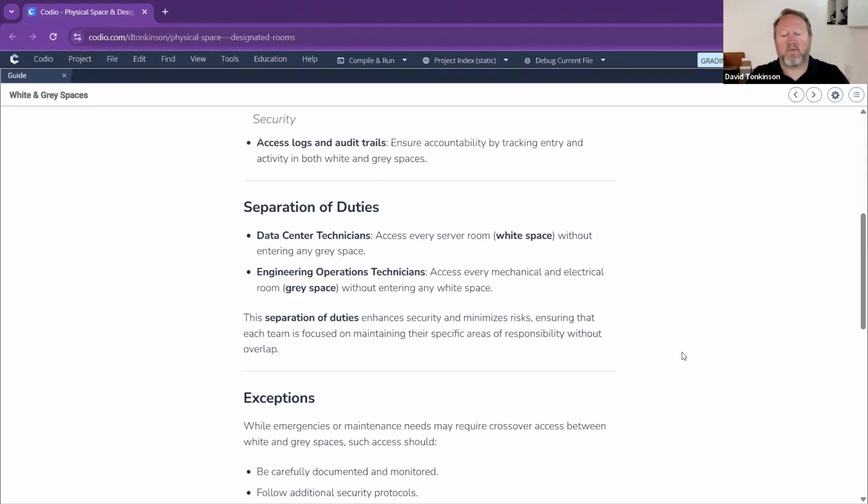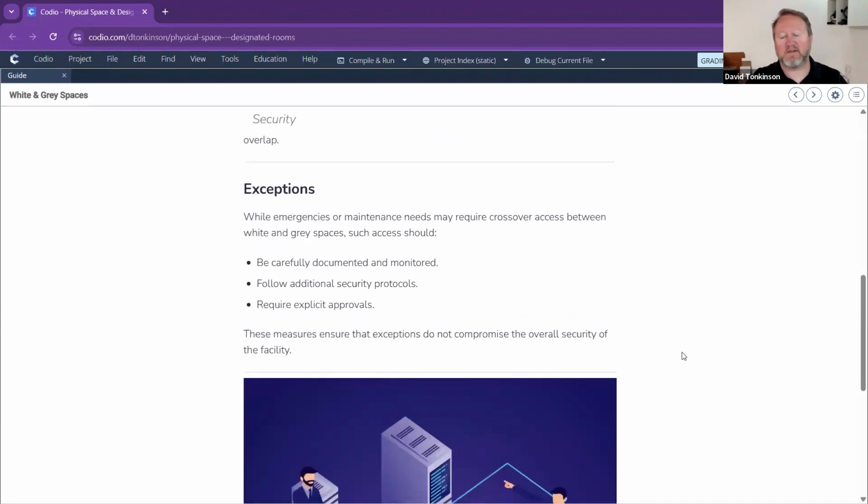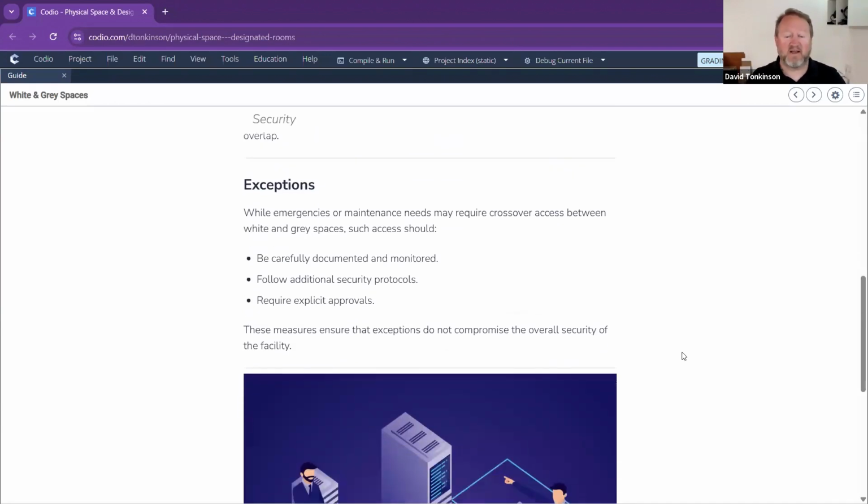So we said we run this separation of duties where we allow general data center staff into the white spaces, and engineering and operation technicians get access to the grey spaces. Just another way of kind of splitting things up, isn't it? But of course, there are exceptions to every rule. This is what makes rules, isn't it? That there's an exception.